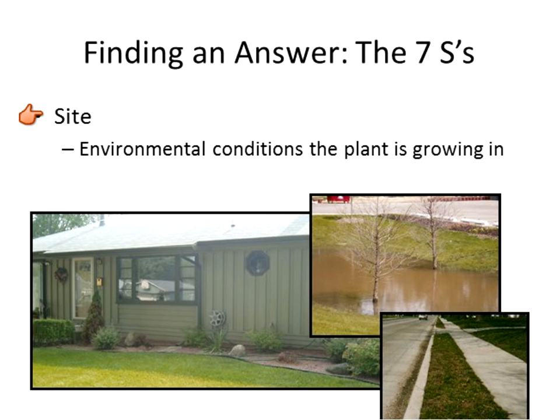So the next S, what is the site? This is the location in which the plant's growing. And here we need to consider all the different environmental conditions that are going to be impacting the plant. So we're going to want to look at the soil, we're going to look at light, we're going to want to consider maybe some of the microclimates that may be forming. And we've got to really sometimes probe for this.